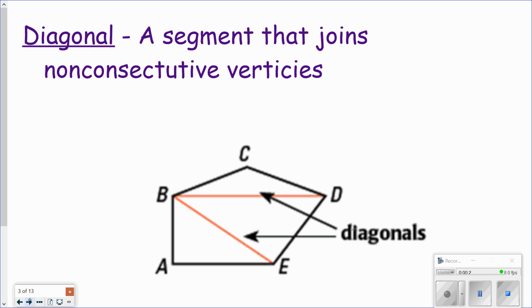Diagonal. A diagonal is a segment that joins non-consecutive vertices. So if we start at B and we draw a segment all the way to endpoint D, that would be a diagonal. If we start at B and draw to our other non-consecutive vertex, endpoint E, that would be our second diagonal.